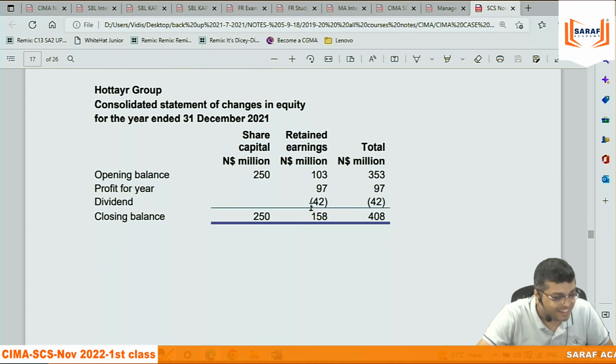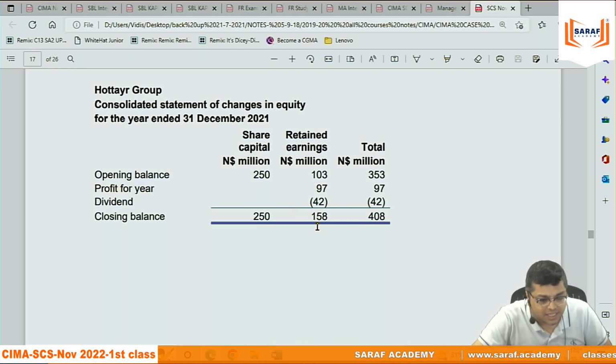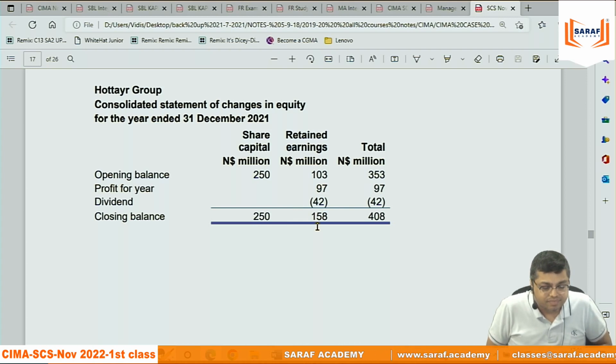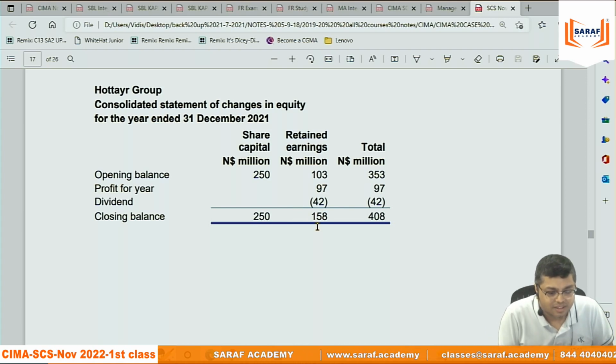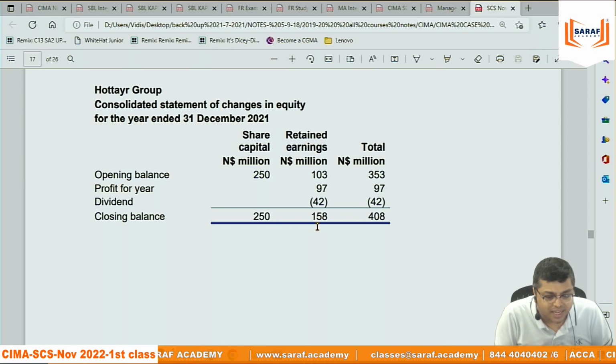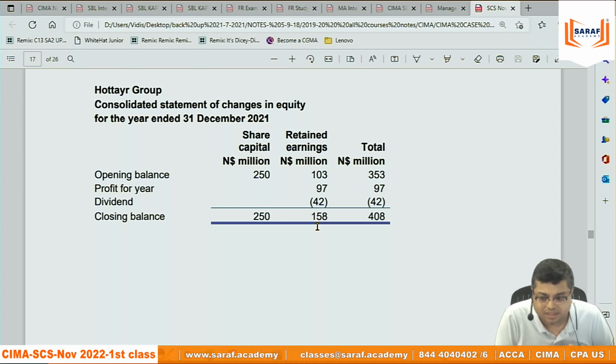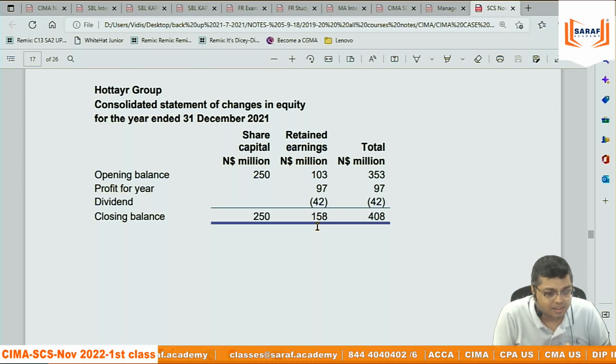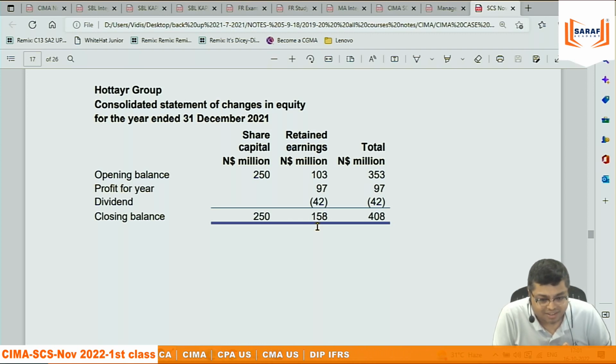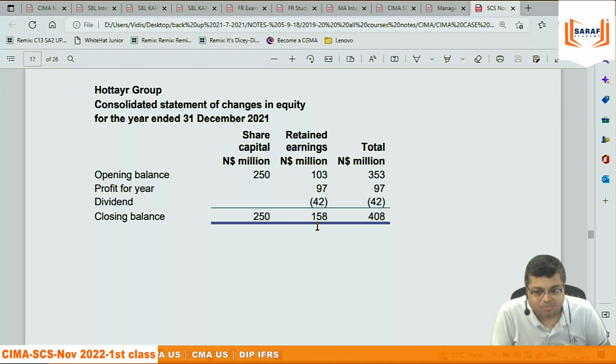No problem. Then they have earned 97 and 42 is the dividend. So 42 by 97, what is the percentage of dividend payout? How much of the profit are they distributing to shareholders as dividend? 43%. Is this good or bad? They are giving 43% dividend to shareholders out of the earnings.